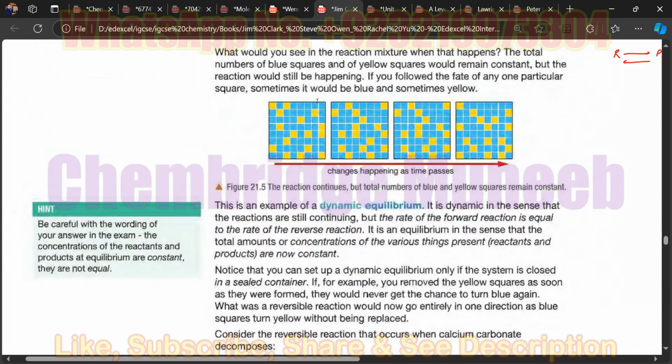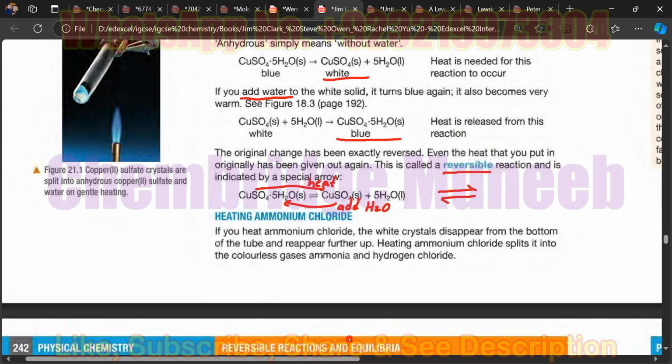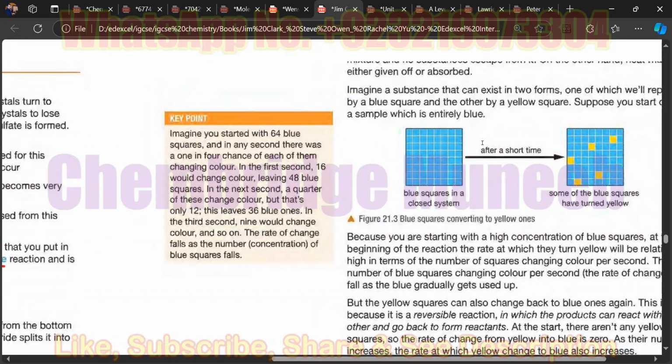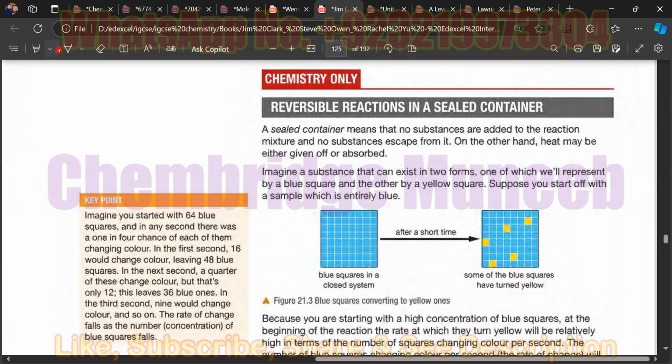And one more thing about the closed sealed container here. What does the sealed container mean here? They were explaining this topic of the sealed container. What does it mean?